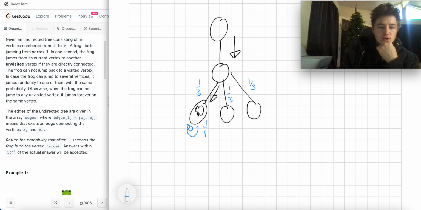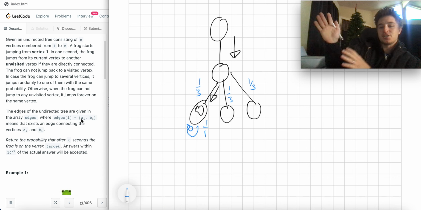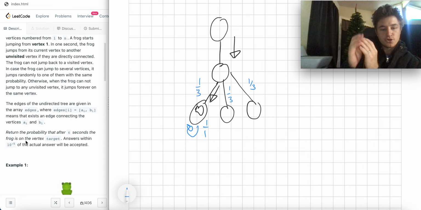What does that mean? The edges of the undirected tree are given in array edges, where edges[i] is equal to [a_i, b_i]. So it's not given in the graph format that we usually like, an adjacency list, where for any node we know the neighboring nodes. It's given as just the edges that exist within the graph. So we're going to have to do some pre-computation to get this in a form where it's easier to manage. Return the probability, yikes, that after t seconds, the frog is on the vertex target.